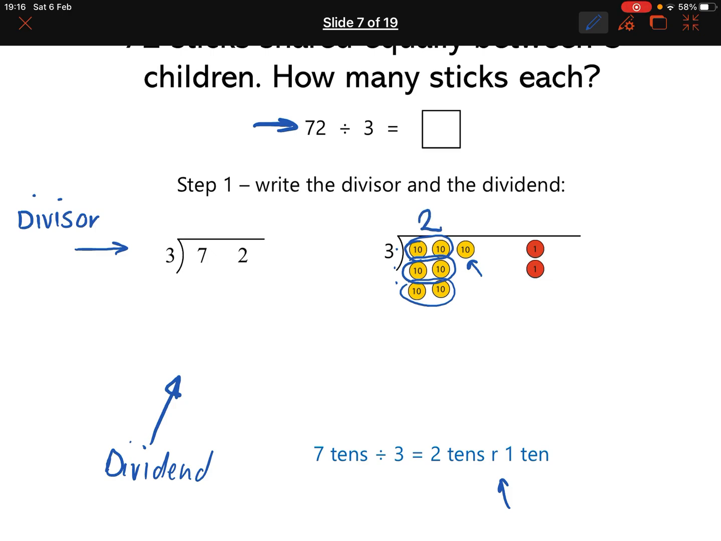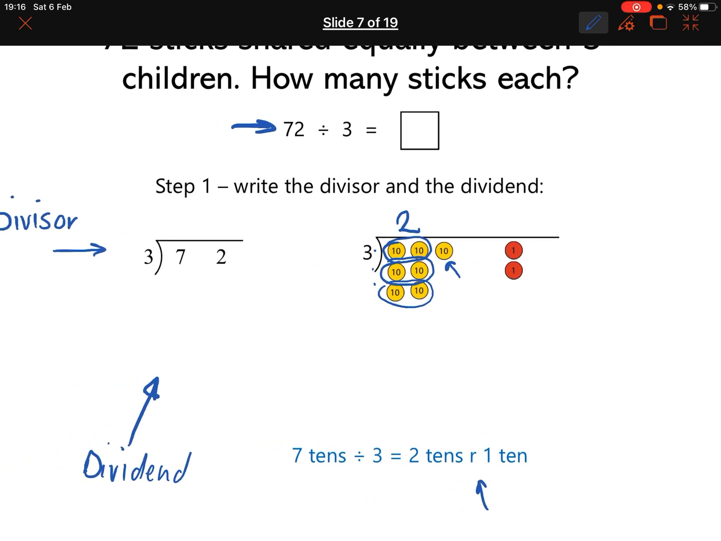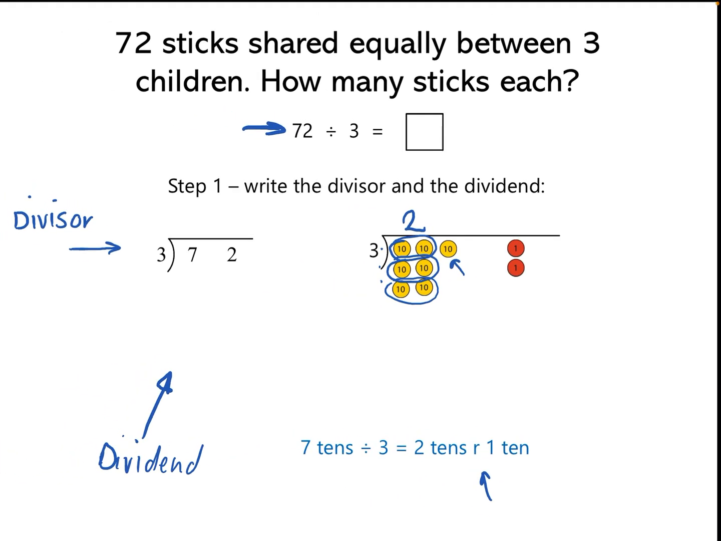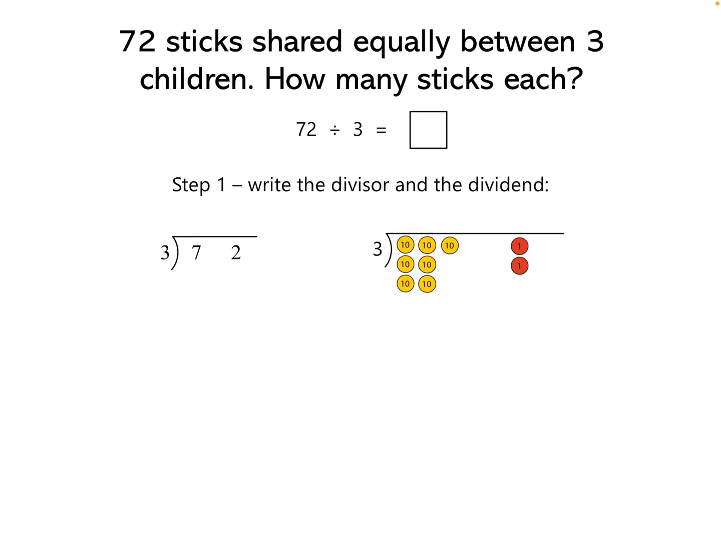So we can put that down as 2 tens, 1 left over. But what do we do with that 1 that's been left over? Because that's not in a group. All our groups have to have the same amount. We can't just put it in. So what we need to do is exchange. We need to take that ten and exchange it for 10 ones.